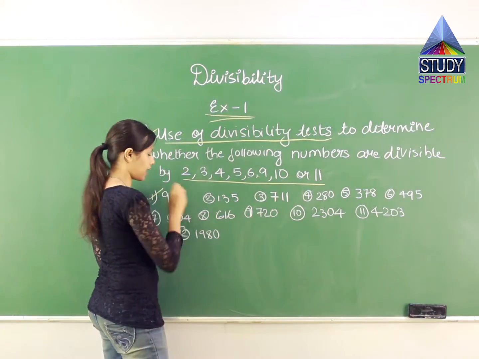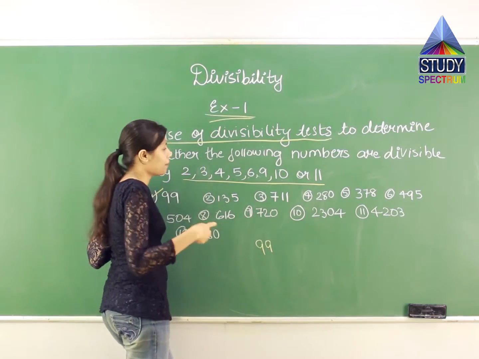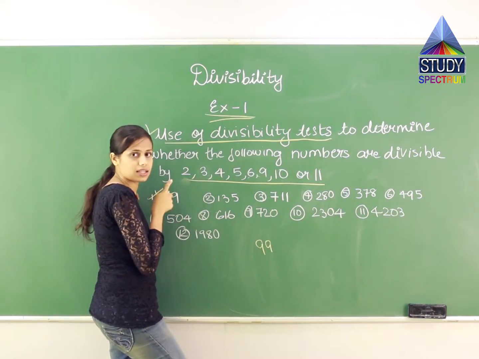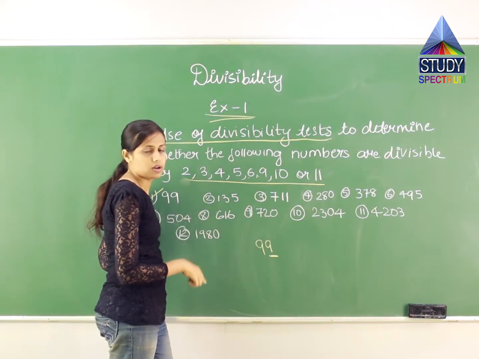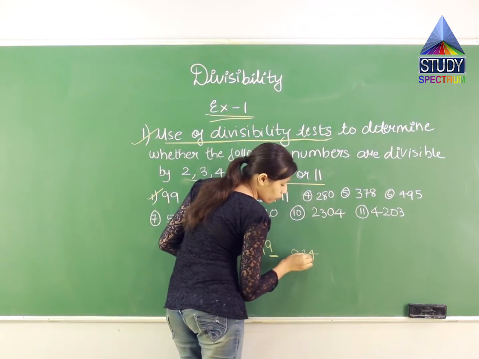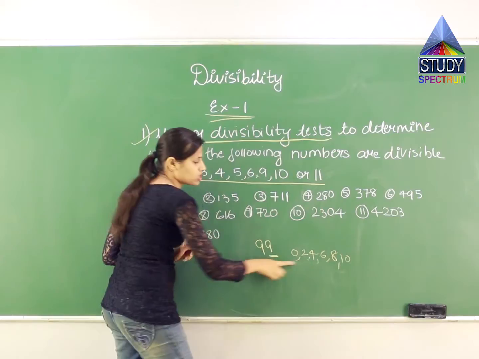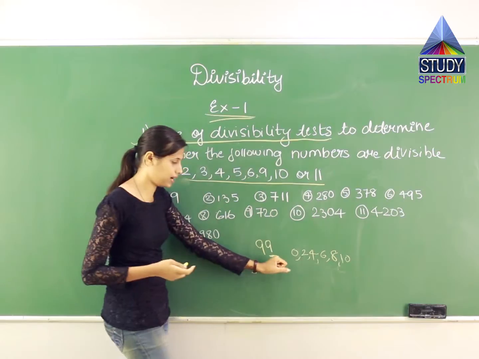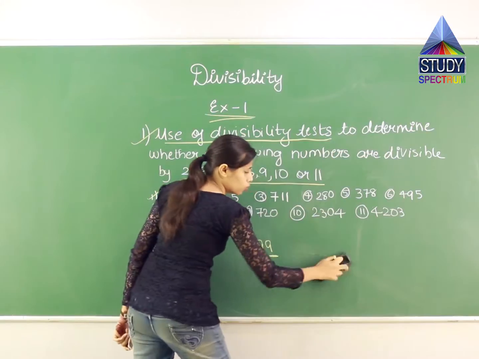The first question says that 99. This is the question given to us. पहले तो मैं इसको 2 से देखूंगी. So tell me, 2 के लिए condition क्या था? At the end, I want an even number. What are even numbers? 0, 2, 4, 6, 8 and 10, right? So ये मुझे चाहिए at the end. Do I have this number at the end? इनमें से एक भी नंबर यहाँ पे end में है? नहीं है. So this number is not divisible by 2.